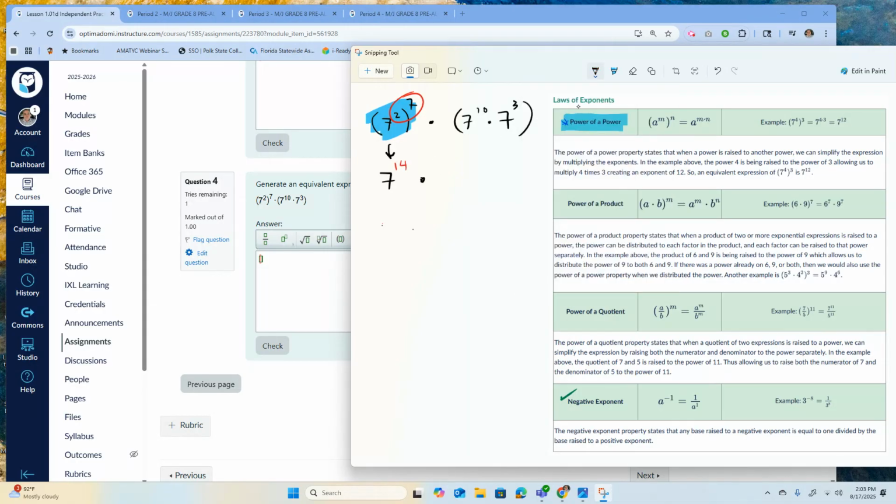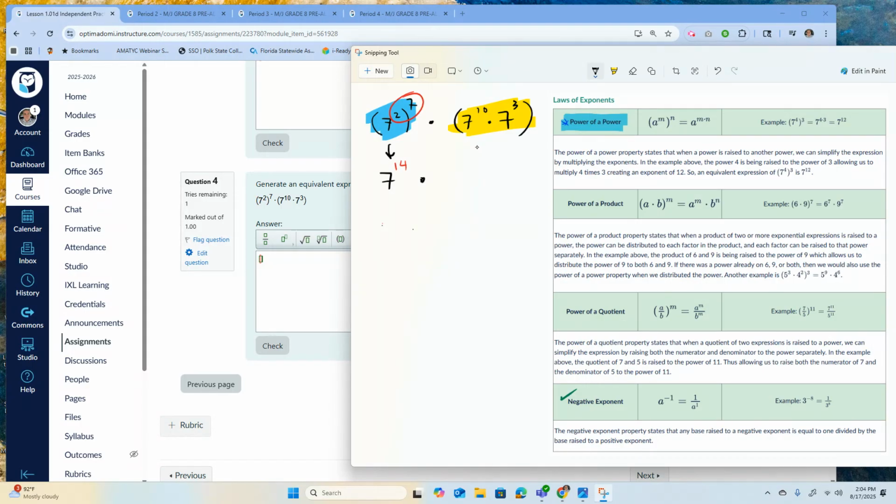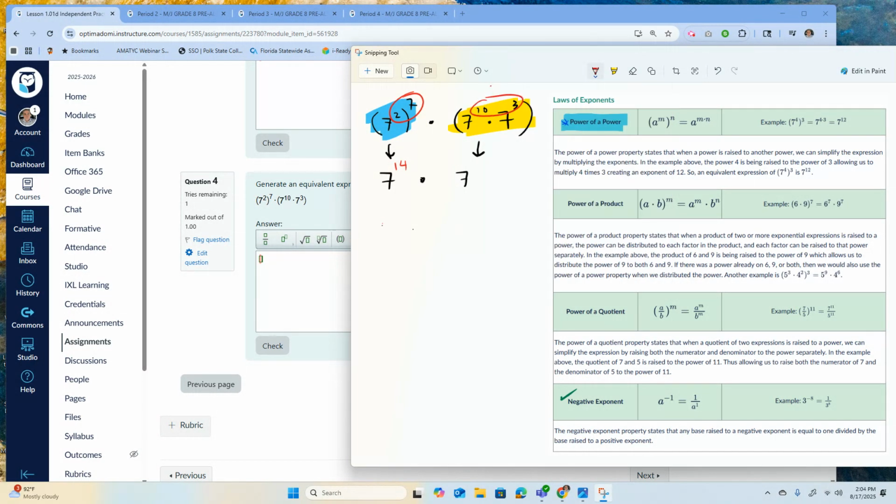Times, now I'm going to eliminate the second parentheses here. I'm going to work inside. So I see that I'm multiplying 2 powers with the same base. Based on the product of a power rule, when you multiply 2 powers with the same base, you keep the base. I'm going to keep the 7 because it's the same base, and you add the 2 exponents. So 10 plus 3 is 13.